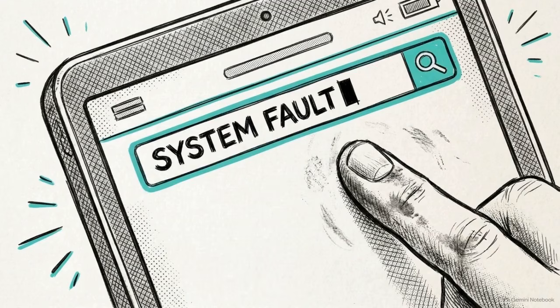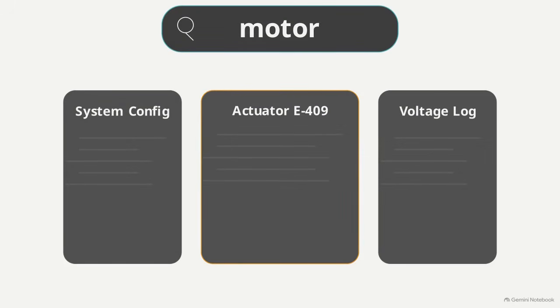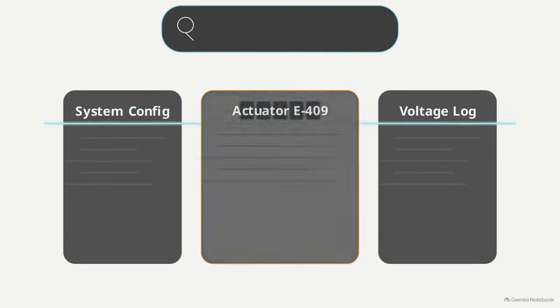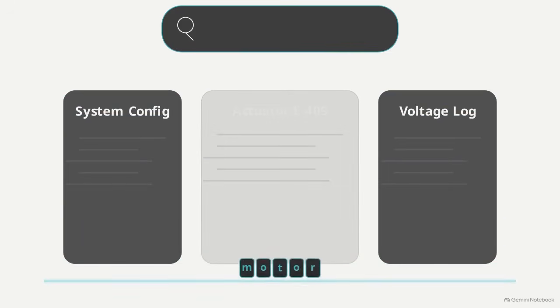Here is where the system breaks. The technician types "broken drive motor" into the search bar, but the engineering manual classifies the issue as an actuator E409 fault. The result is 0 matches. This happens because traditional search engines operate strictly on syntax. They look for flat, one-dimensional, exact character matches. If you don't type the precise string of letters, the information remains invisible.